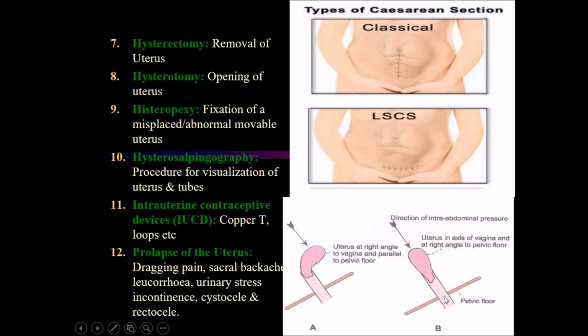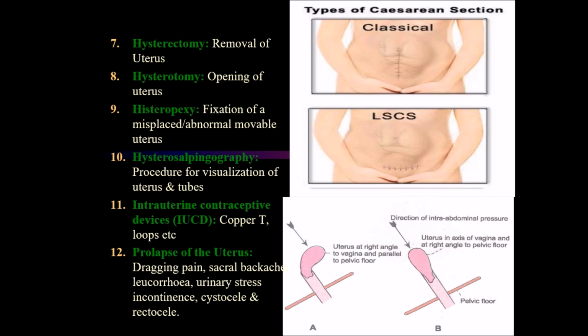Okay, so the prolapse can be of the uterus itself, sometimes even of the rectum as well as the urinary bladder. But the commonest seen in the female is the prolapse of the uterus. And this might lead to a lot of complications like dragging pain, severe pain, sacral backache, leukorrhea, whitish discharge, then urinary stress incontinence as well as cystocele, rectocele, bleeding, and other complications might arise from the prolapse of the uterus.